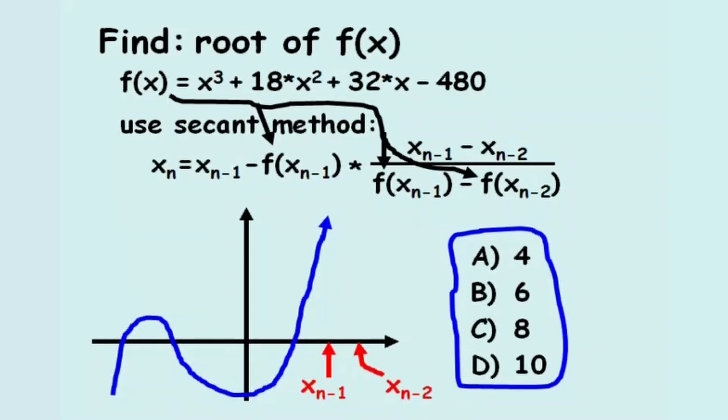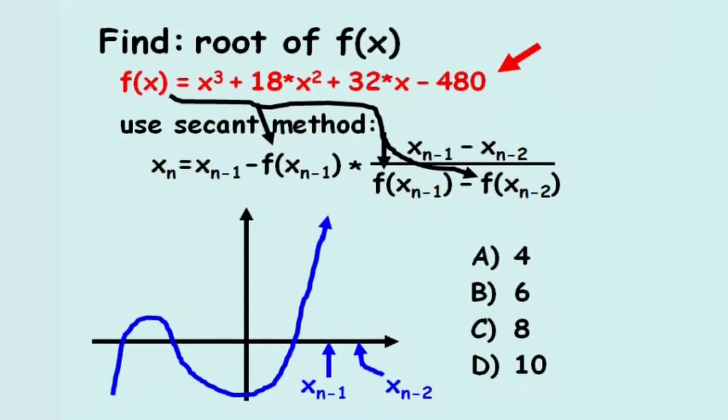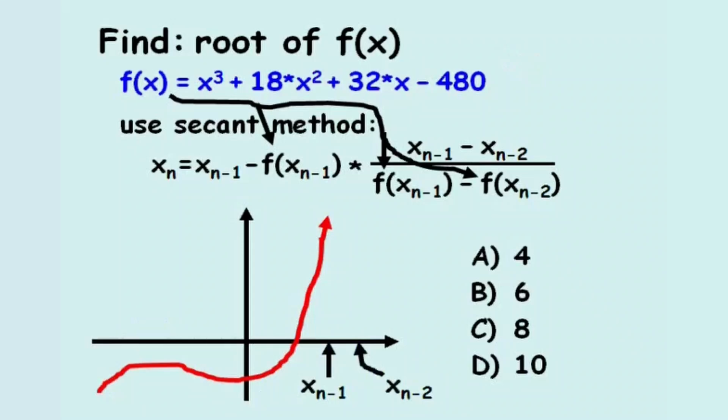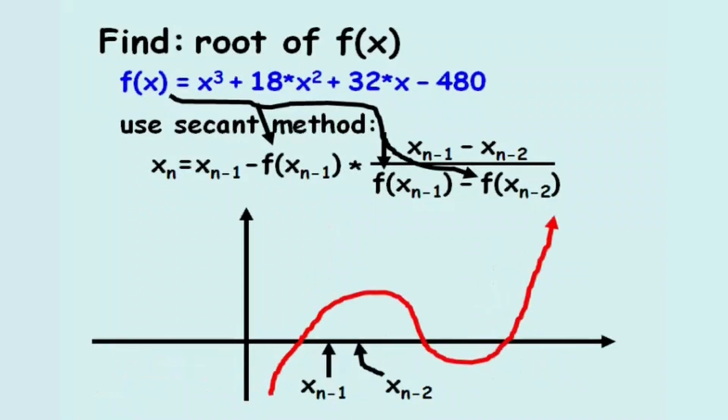Keep in mind we're dealing with a third-degree polynomial, which means it could have only one real root. Or, the root we're solving for may be the smallest root, or the middle root.